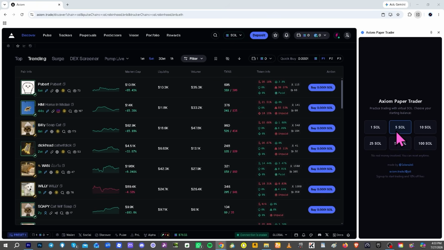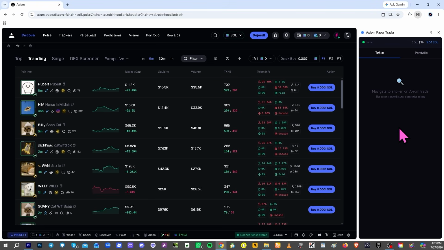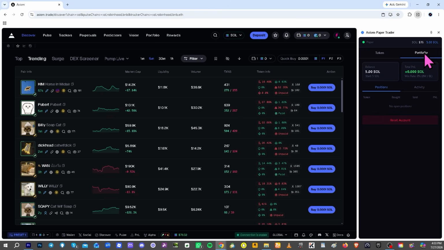Paper trading lets you practice buying and selling tokens using virtual funds instead of risking real money. It's one of the best ways to learn Axiom's interface, test strategies, and build confidence before trading with actual sol. Because many experienced traders also recommend paper trading for several weeks before committing real funds, especially when learning fast-moving meme coin markets.